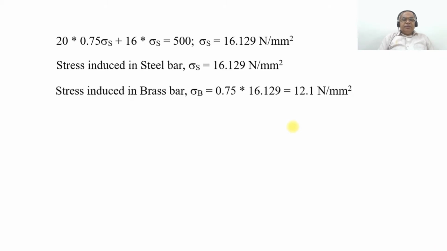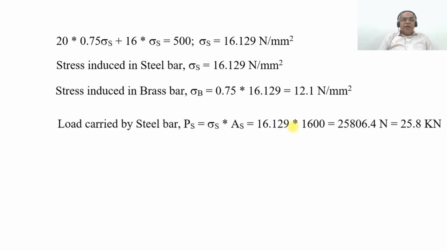Similarly, the stress induced in the brass bar, sigma B, will be equal to 0.75 into sigma S, so it will be equal to 0.75 into 16.129. You substitute the value of sigma S as 16.129. So on simplification, you are going to get it as 12.1 Newton per mm square.